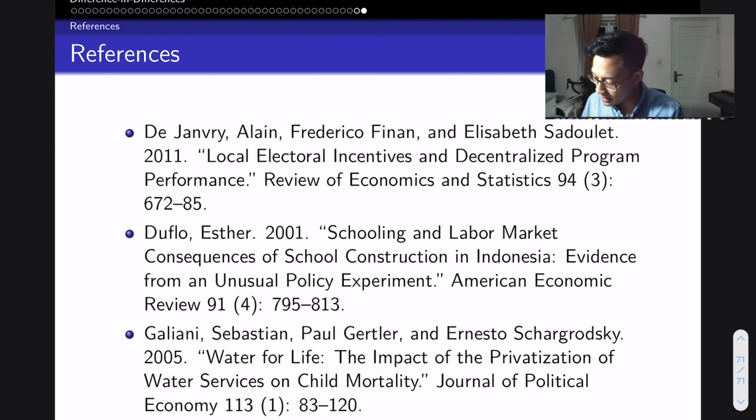And in the next opportunity, we're actually going to discuss a particular paper by Esther Duflo on the impact of a school construction program that was enacted in Indonesia back in the 1970s. It's a very interesting paper. I invite you guys to read it. It has some history in it, specific to Indonesia as well. So it's a very interesting read.